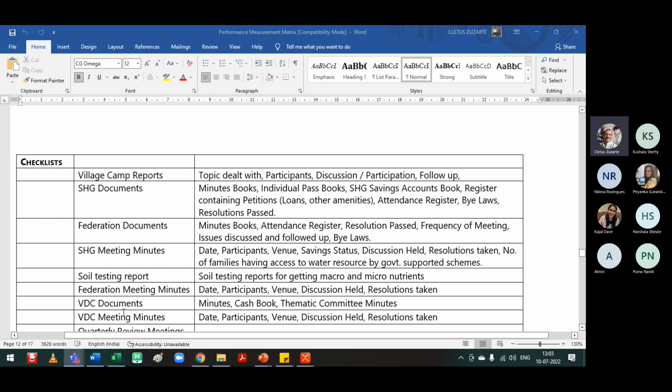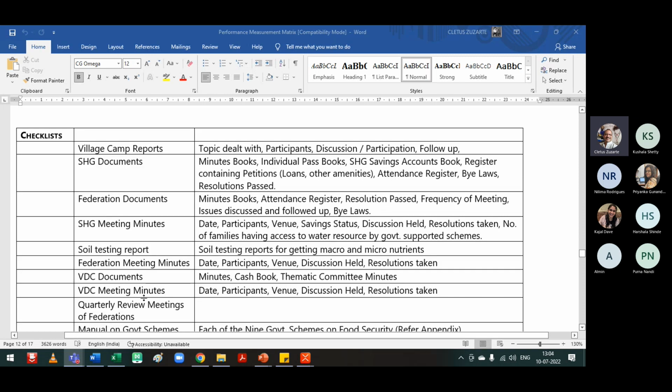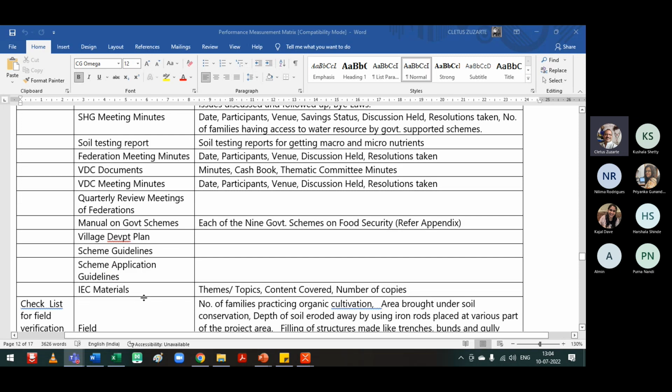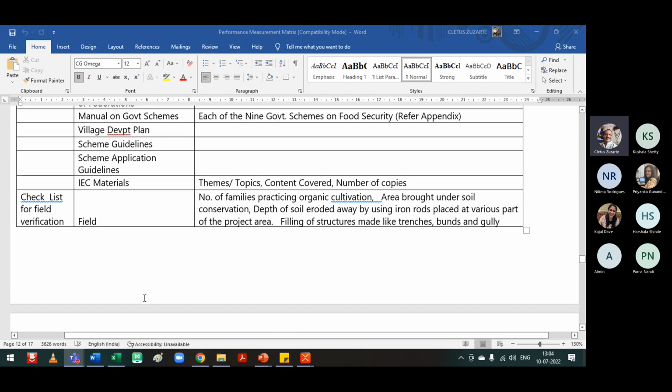Now see, a simple thing: they were working with farmers, so they even looked at a soil testing report. They made a checklist for a soil testing report: what should be included and what should not be, what can be measured. And VDC documents and all those kinds of things.